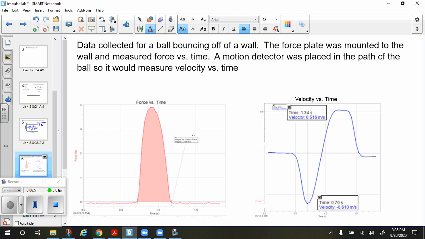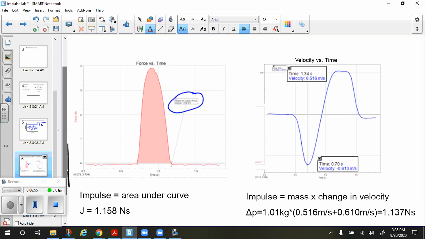It's called an integral, and that number right there, which is hard to see, is 1.158 Newton seconds, which is the unit for impulse. We'll talk more about that in a second. So that's the area under the curve. The other way to find impulse is to do mass times change in velocity.